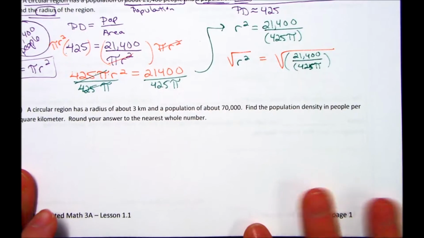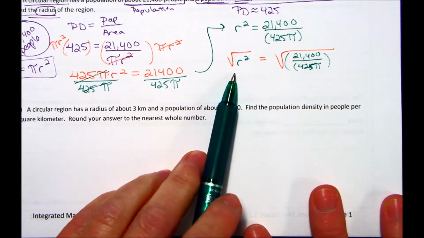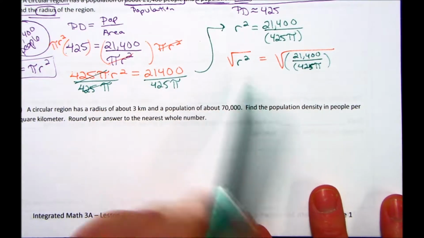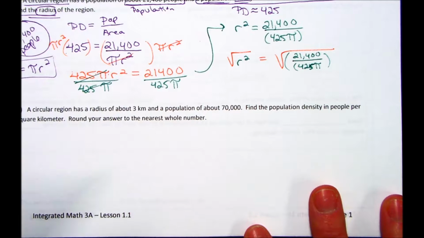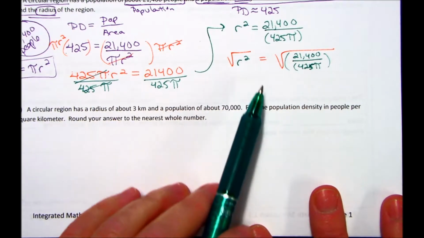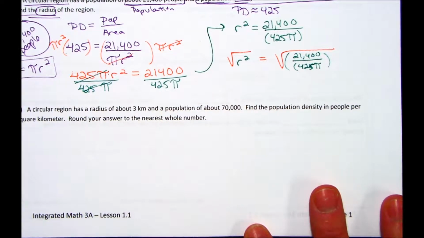Okay, so this looks a little bit complicated. Now, normally when you take the square root of both sides of the equation, because it's an even root, you're going to have a positive and a negative answer. However, reasonably, your radius cannot be negative. So if we think about reasonable answers, we're only going to have a positive. We're only going to use the positive solution.